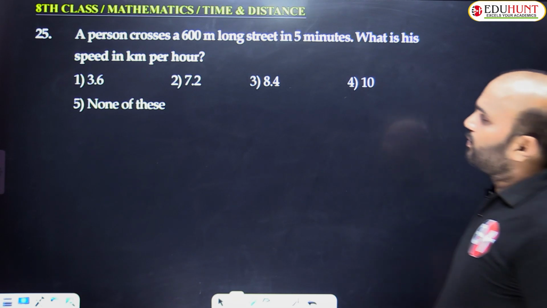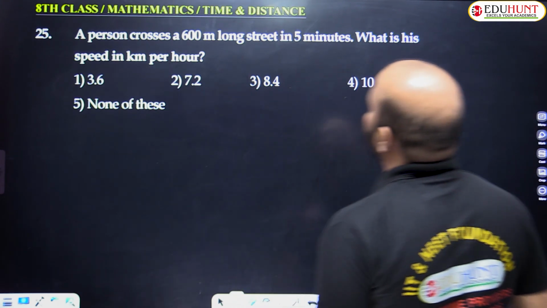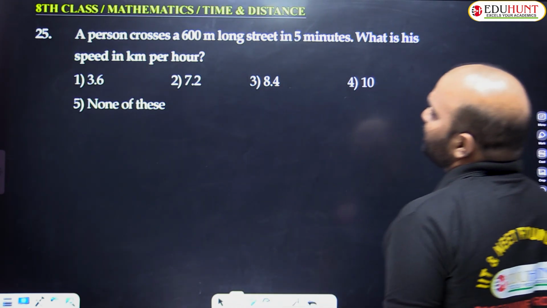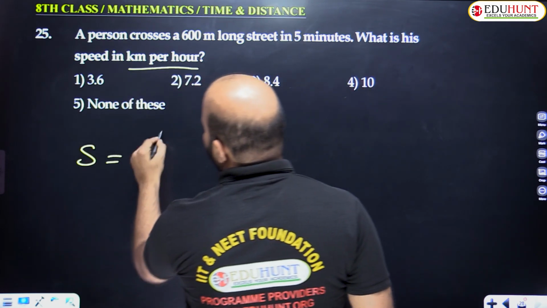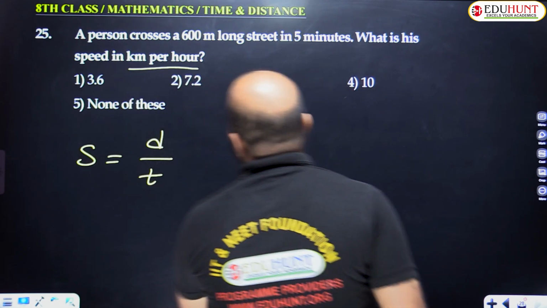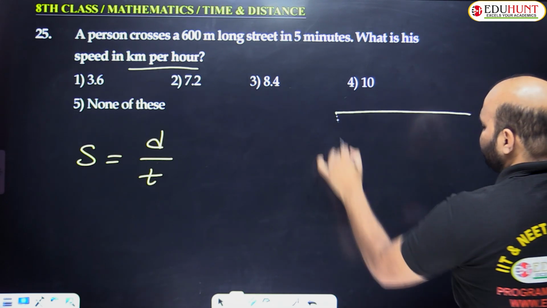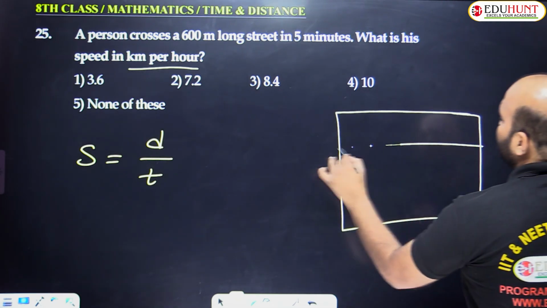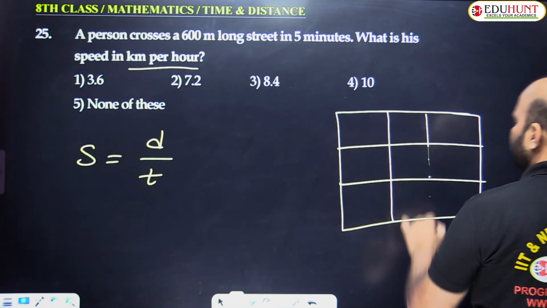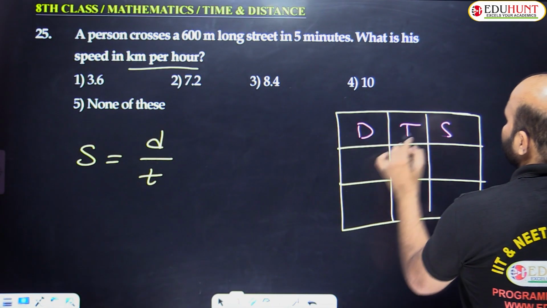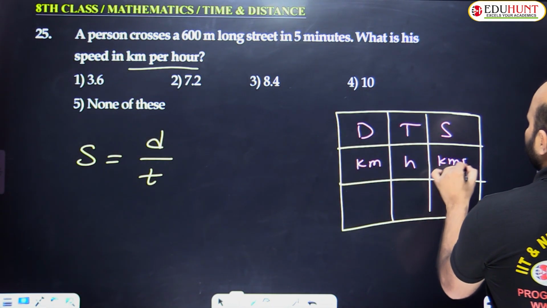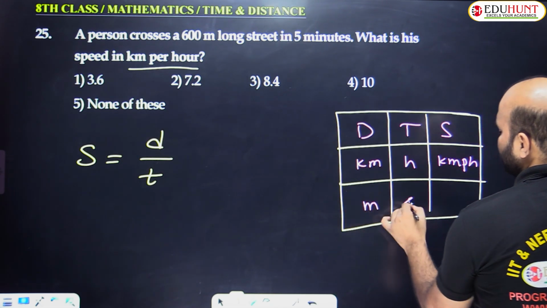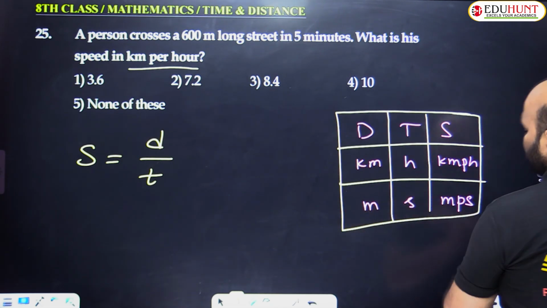So let's go to question number 25. A person crosses a 600 meters long street in 5 minutes. What is his speed in kilometer per hour? Here I am asking for speed. Speed equals distance by time. According to the units concept, you know DTS: distance, time, speed. If distance is given in kilometers, time must be taken in hours, and speed is in kilometer per hour. If distance is given in meters, time must be taken in seconds, and speed is in meter per second.